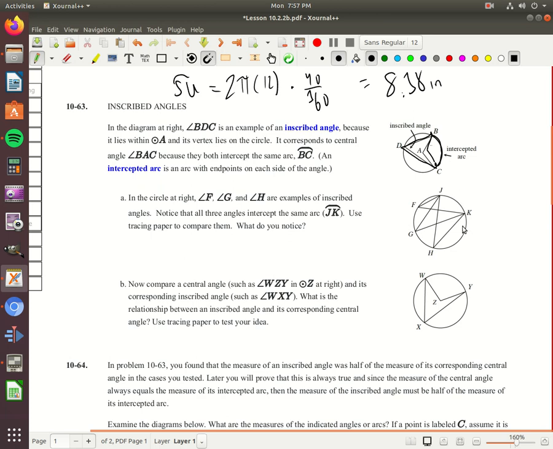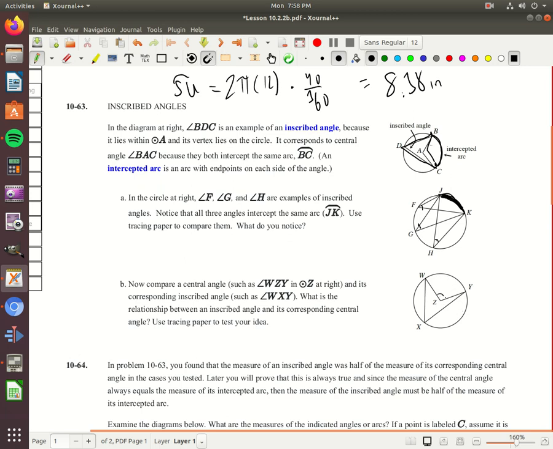So in the figure at right, angle F hits this intercepted arc. Angle G hits this intercepted arc, and angle H hits this intercepted arc. Well, it stands to reason that these all must be congruent angles because they all intercept the same arc. So if you were to grab tracing paper or a protractor, you would see that these all have the same angle measure because they all intercept the same arc, which is important. Inscribed angles that intercept the same arc are equal to each other, but that's not the big second one that we want. So now we want to compare, and this is the relationship that we care about.